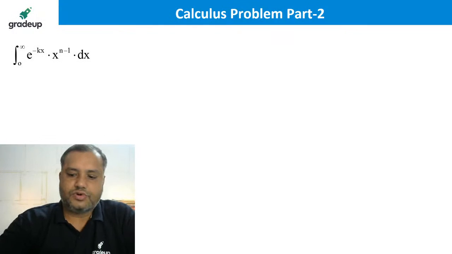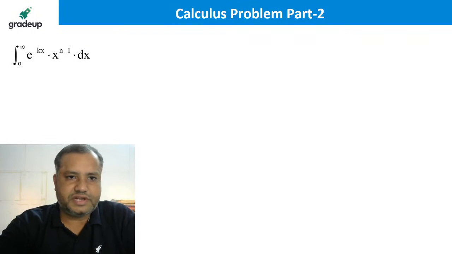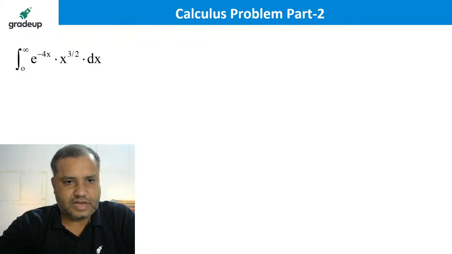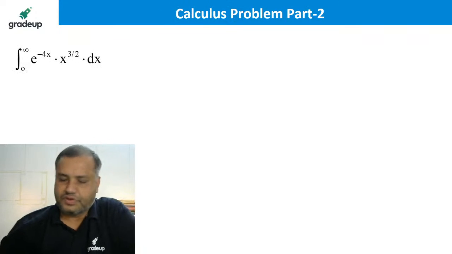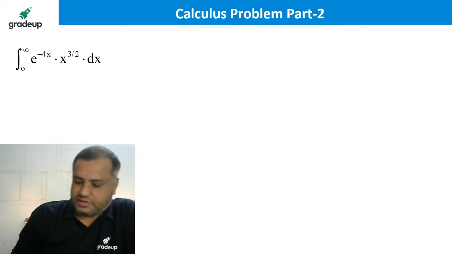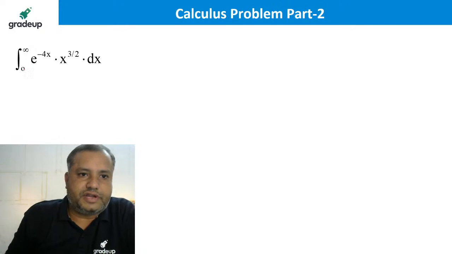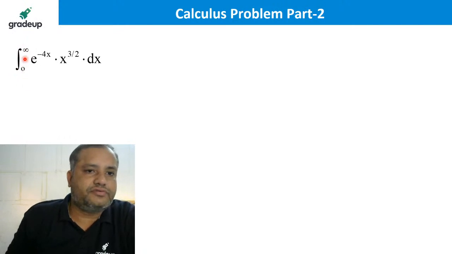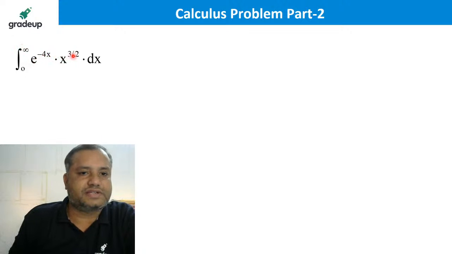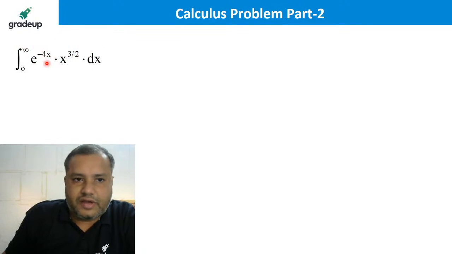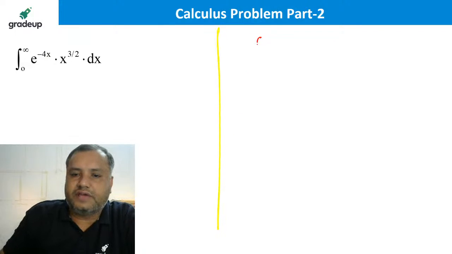Okay. So before solving this integration, I'll move to the next and again come back to this question. So integration from 0 to infinity, e raised to minus 4x, x raised to 3 by 2 dx. Okay. Now in place of this 4x, suppose you have e raised to minus x, x to the power 7 dx.